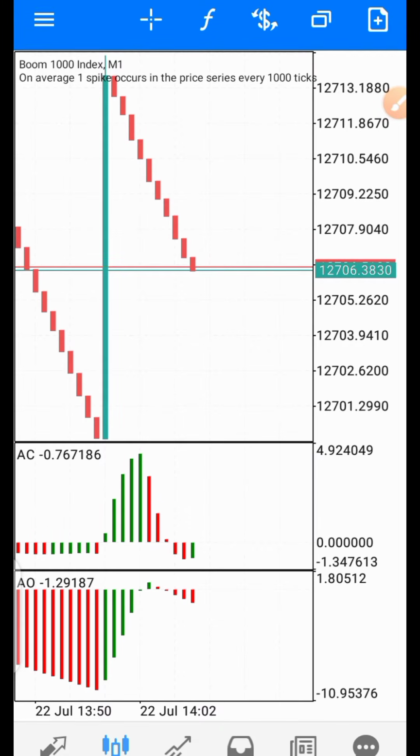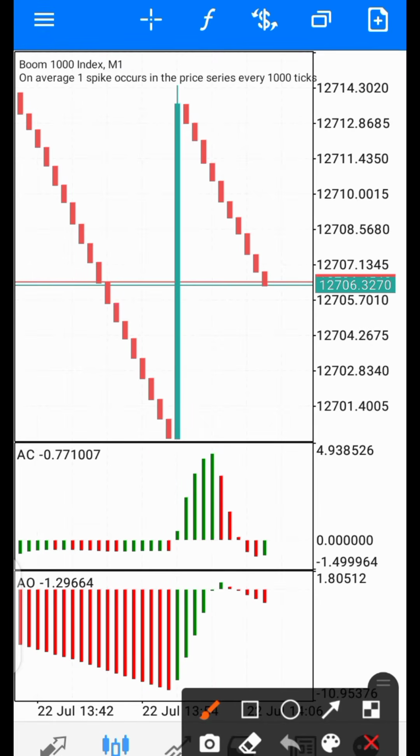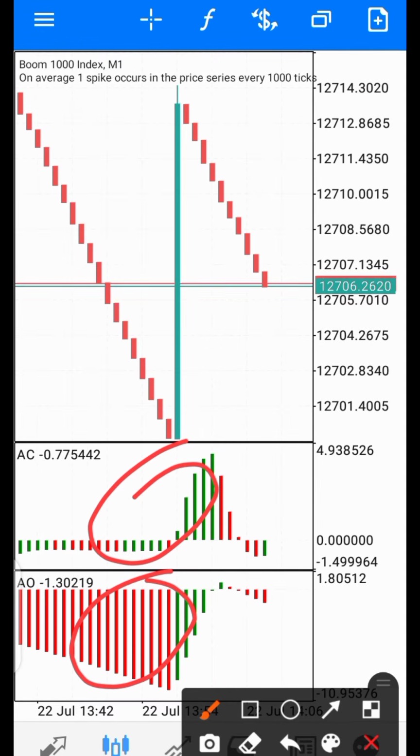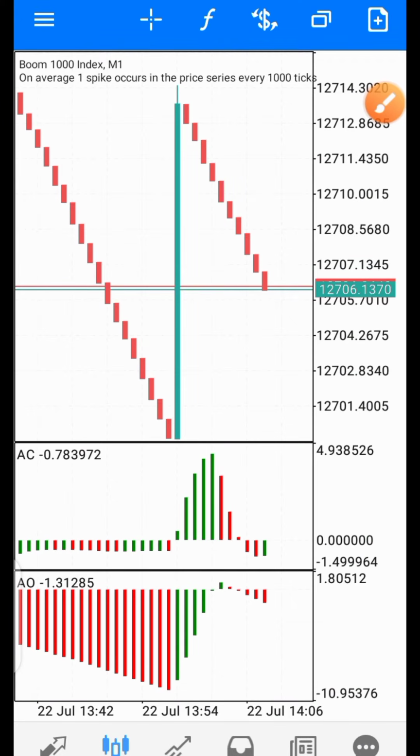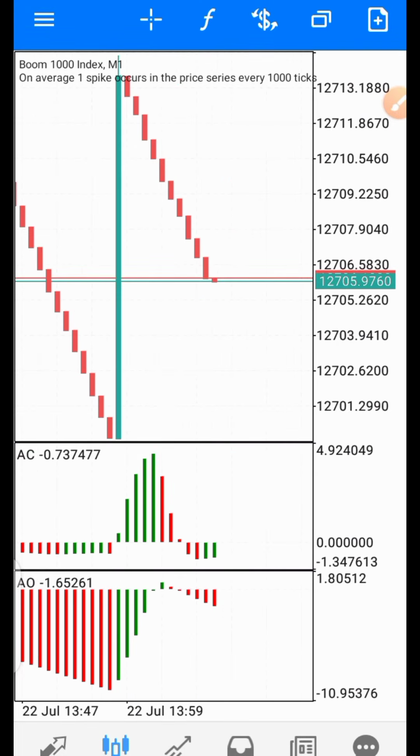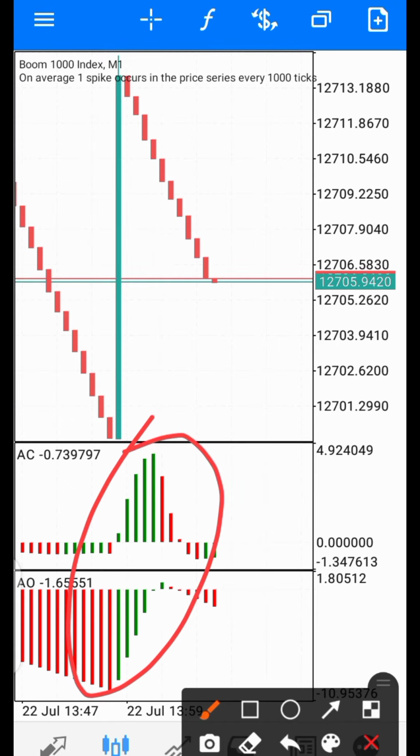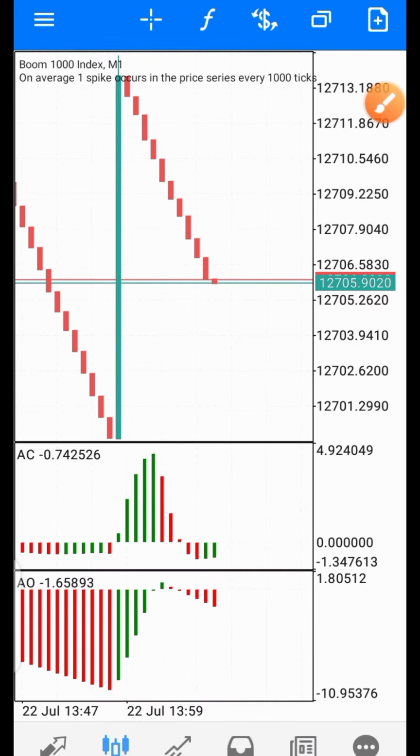So you know this strategy uses the accelerator oscillator and the awesome oscillator. All these indicators are by Bill Williams. What you are looking for here is just an agreement between these two indicators. As I've explained in another video, they tell you when the momentum in the market is going to change.